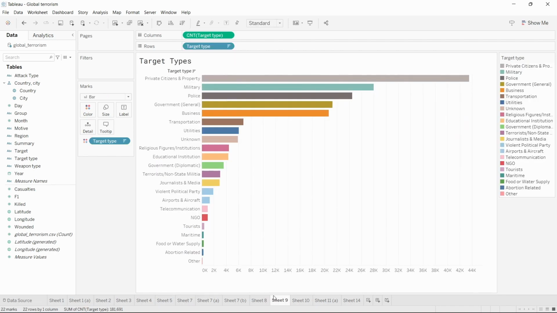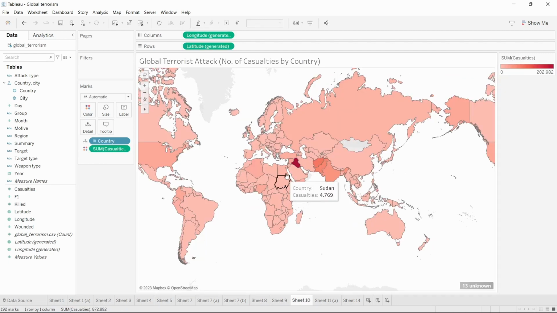And then if we see the target groups, the people who were targeted mostly by those attacks seem to be private citizens and property the most, and then military, army, police, and then the governmental sector, business, transportation, etc.